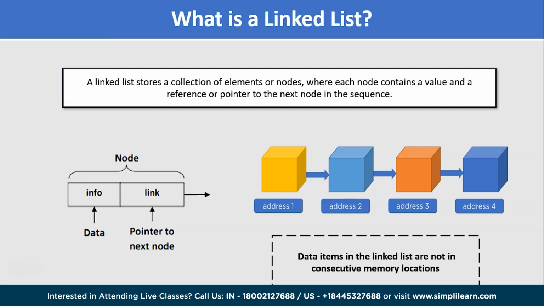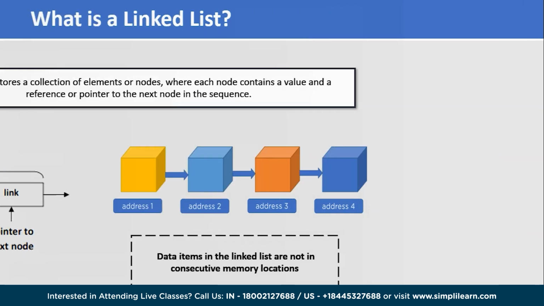The first node in the sequence is called the head of the list, and the last node in the sequence has a null pointer at its end. In a linked list, data items are not in consecutive memory locations, unlike arrays. In order to add an element to a linked list, you create a new node, set its data to the value you want to add, and set its next pointer to the current head of the list. And then you finally set the head of the list to the new node.